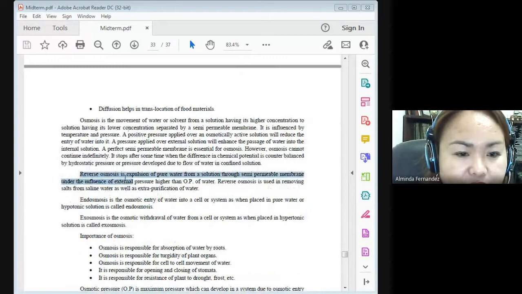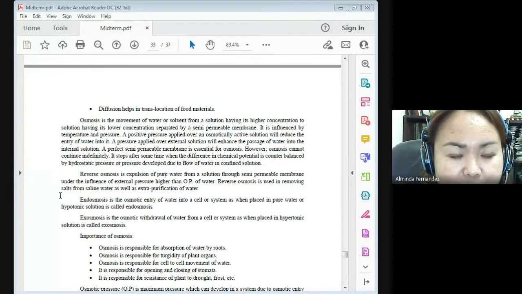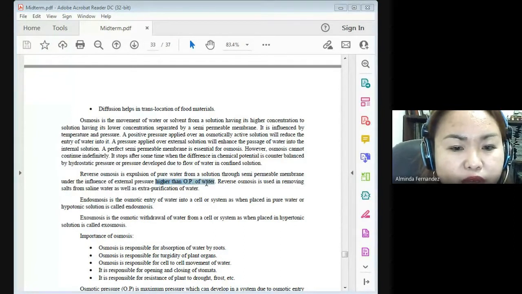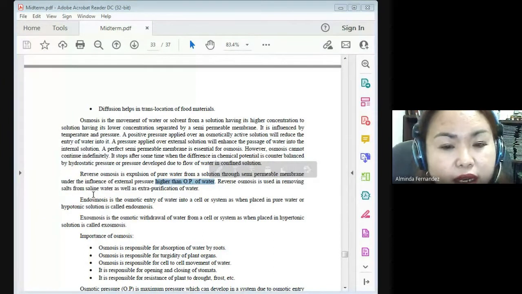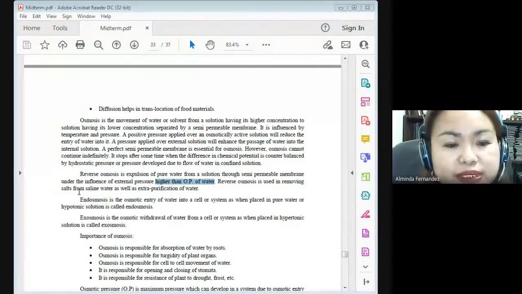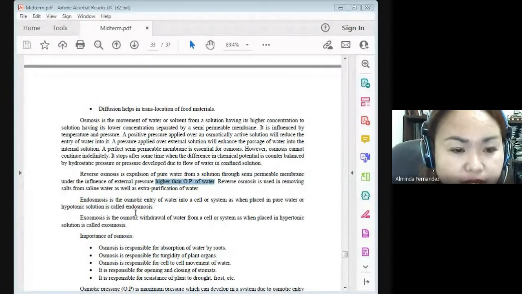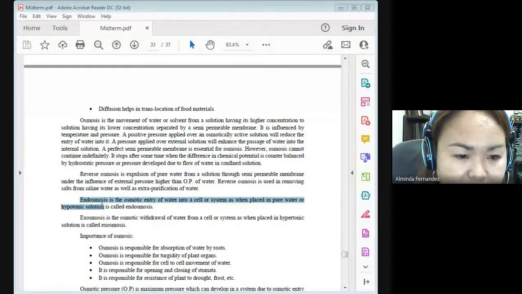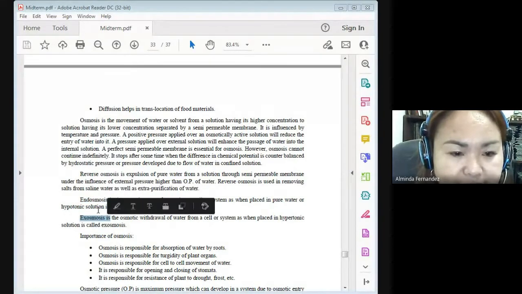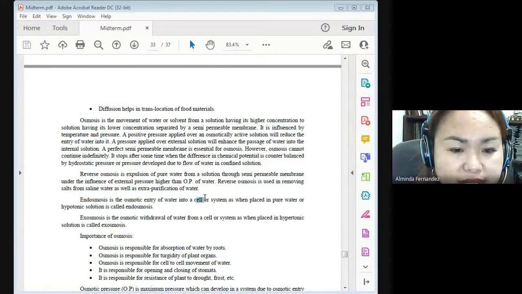Meron din tayong tinatawag na reverse osmosis wherein yung pure water from a solution passes through a semi-permeable membrane under the influence of external pressure or higher OP of water. So reverse osmosis is just like removing salt from saline water as well as extra purification of water. So it has endosmosis or exosmosis. Endo meaning into the cell, while exo is withdrawal outside the cell.